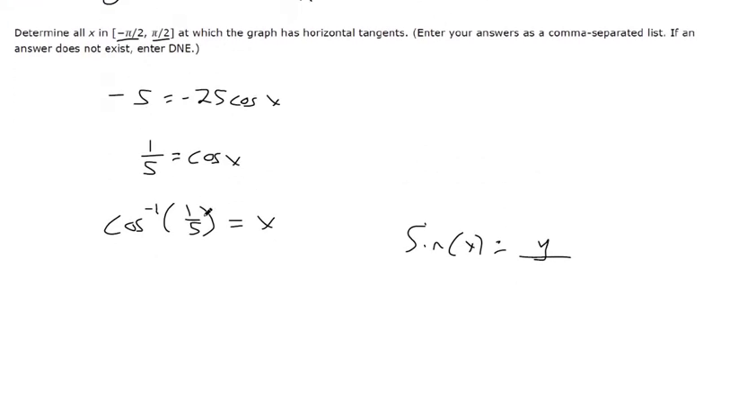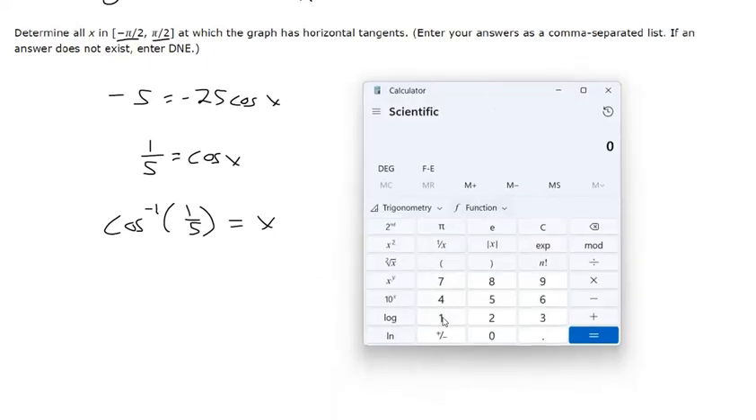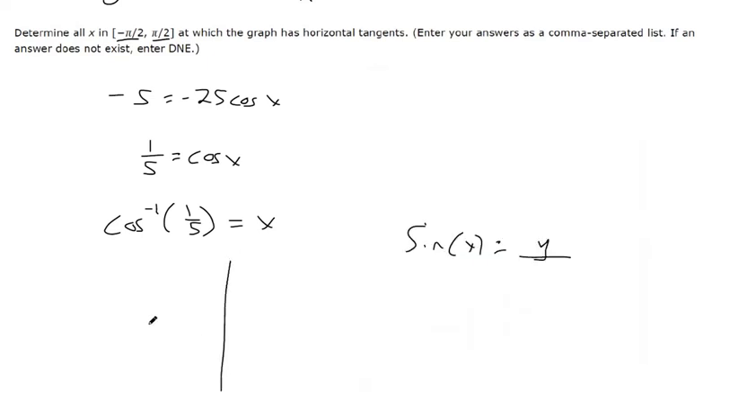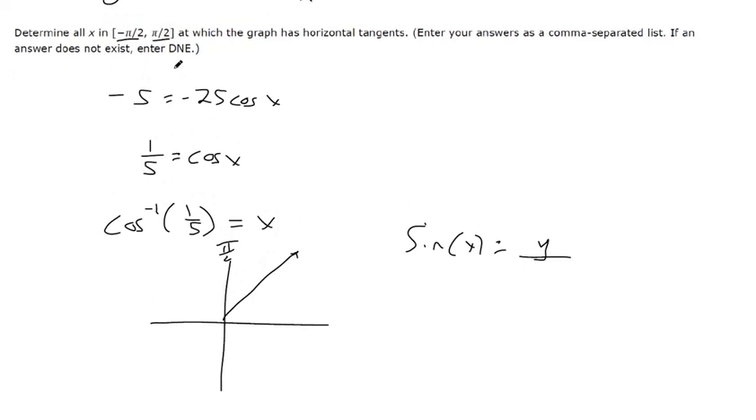Okay, so that's our angle, and we could figure it out with a calculator too. So 1/5. Oops, wrong keyboard. Inverse cosine. So it's a positive 78.46 degrees. And so pi over 2, that's 90 degrees. 78 does fit within that range. It's supposed to be between negative pi over 2 and pi over 2.